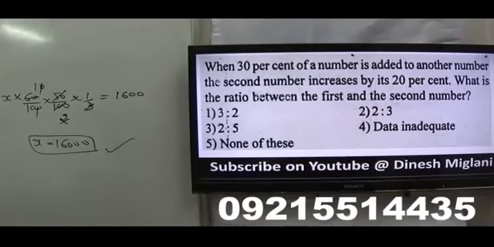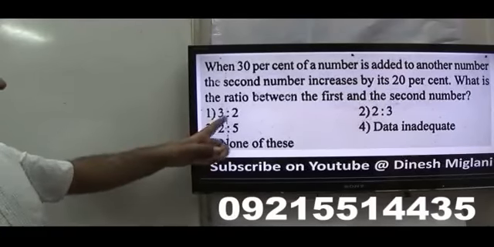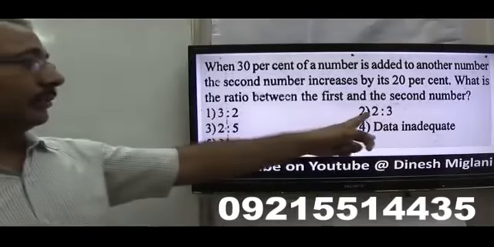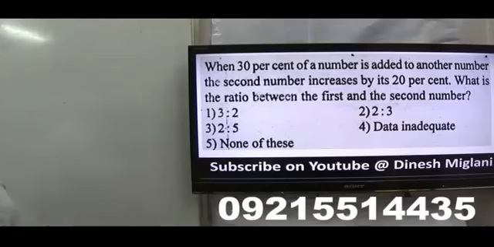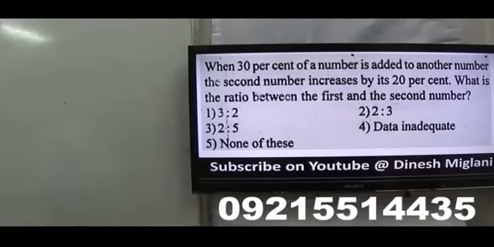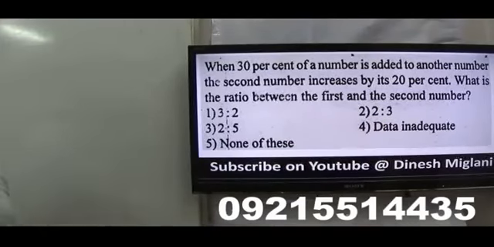Let us take the next problem here. When 30% of a number is added to another number, the second number increases by 20%. 30% of a number is 0.9, whether it is equal to 20% of the number, no. 30% of the number is 0.6, 20% is 0.6, both are same. Second is my answer. I hope the idea is clear, right? Because 30% of a number is added to the 20% of second number, so that would be possible only in the second case. So I can say 2 is my answer.